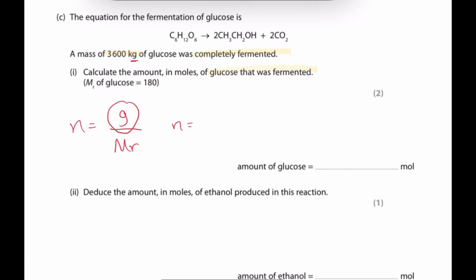So to convert kg to grams, we just times by 1,000. So it's 3,600 times 1,000, and we just divide by our Mr, which is 180, and if we just put that into our calculator, we get 20,000 moles.